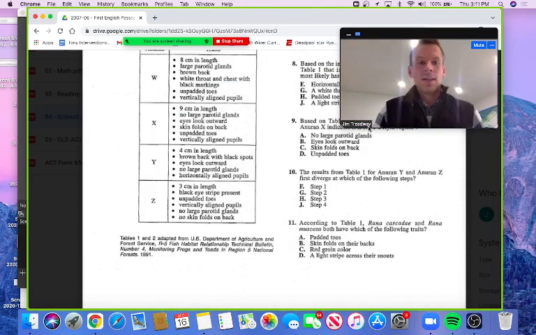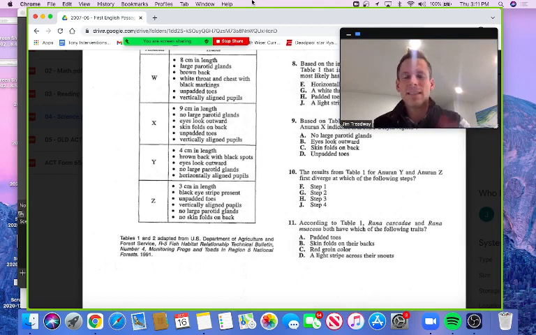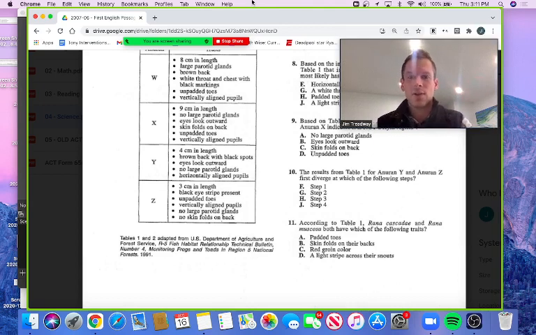Hey guys, time for the second step in the three steps that we use to decode every ACT science question. So as you learned, the first step is you're not going to read the question. You're actually not going to read the passage. You're going to skip to the questions. You're going to scan the question. Don't read it. Scan it for the map phrase.